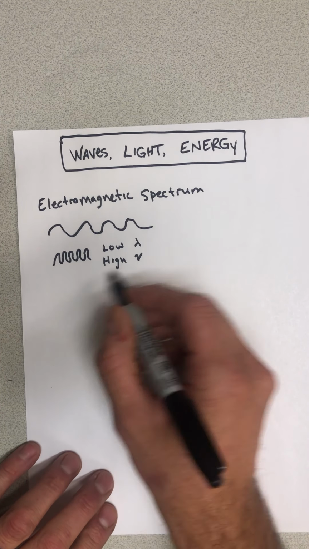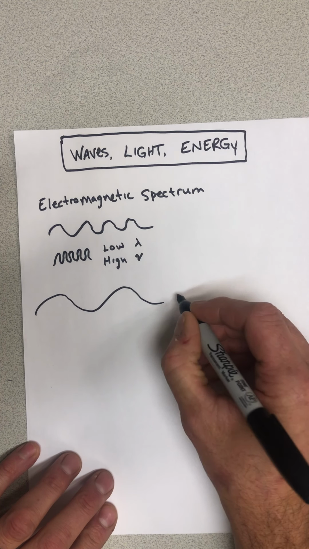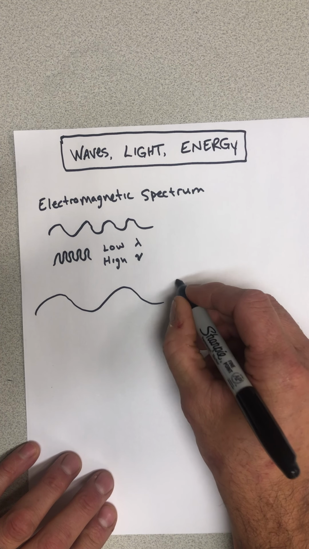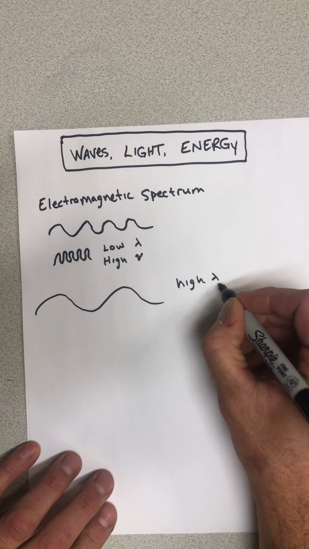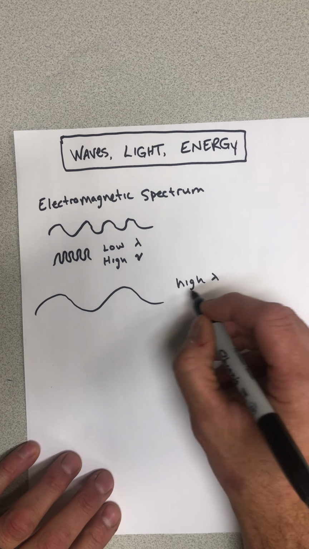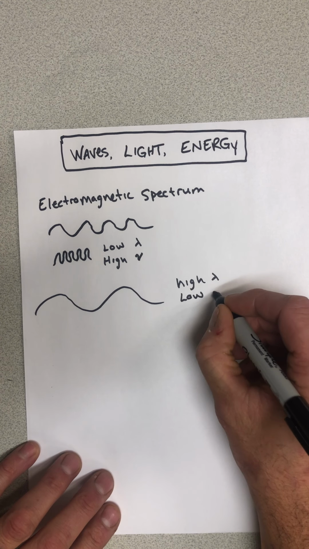And then on the other side of the spectrum, we've got really, really big waves like this. And here we have a very high wavelength. This is the symbol for wavelength. It's a Greek letter, lambda. And we have a very low frequency.